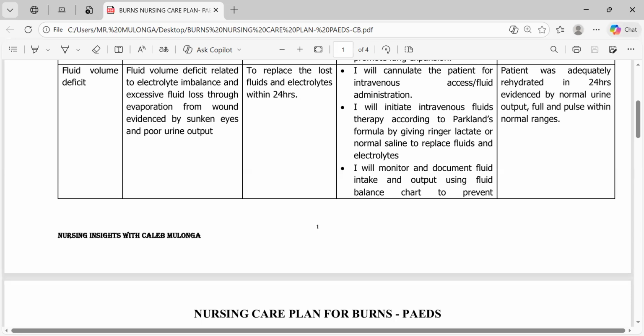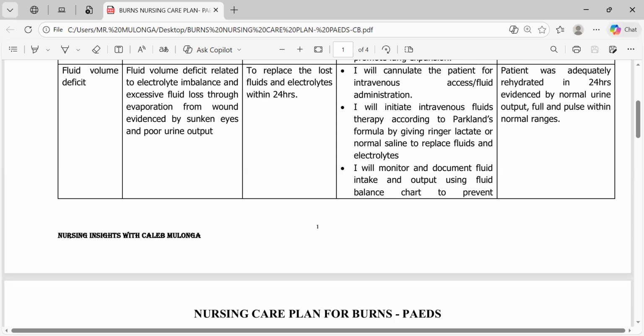Number one, I will cannulate the patient or the child for intravenous access or fluid administration. Number two, I will initiate intravenous fluid therapy according to Parkland's formula by giving Ringer's lactate or normal saline to replace lost fluids and electrolytes. So remember, what we want to do is replace the fluids. So we are just going to say, I will administer normal saline or Ringer's lactate according to Parkland's formula to replace fluids and electrolytes.